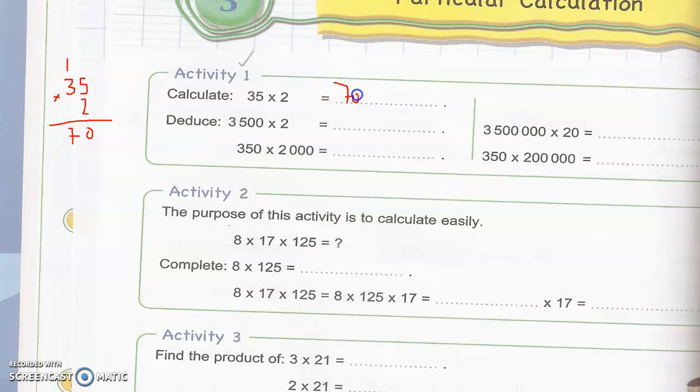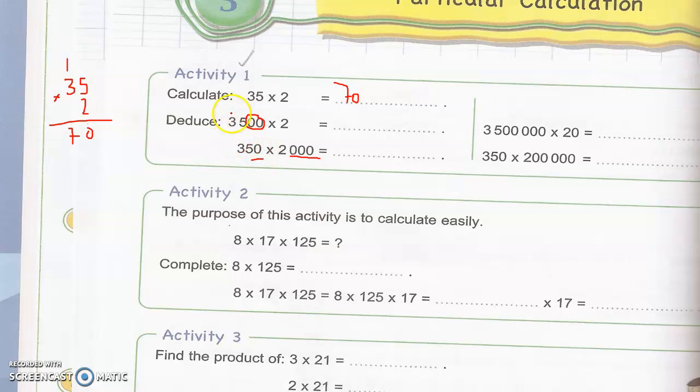Now, deduce from the first part 3,500 times 2. Look at the first one and at the second one. What is the difference between both? Here it's 35 times 2, and here 35 times 2. The difference is just the zeros. And here also 35 times 2, just we have zeros at the end.